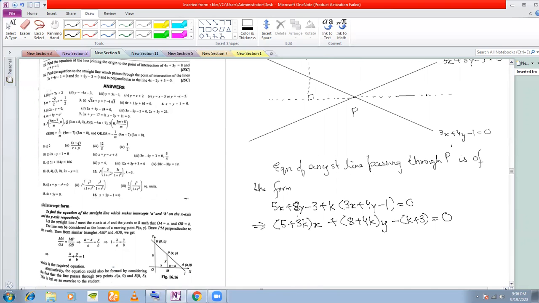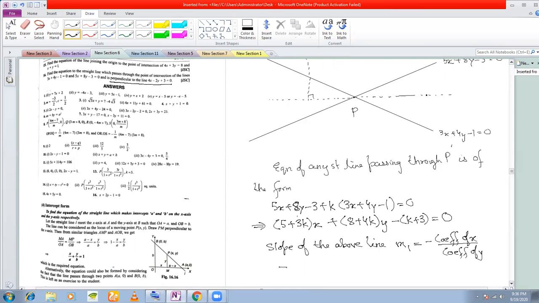Now see, this is the equation of the straight line which passes through P. But what is the value of k? Our second condition will give the value of k. What is the condition? It is perpendicular to this line. So clearly, what is the slope of this line? Let us find the slope of the above line, say m1. If you remember, I told you how to find the slope. It is minus coefficient of x by coefficient of y.